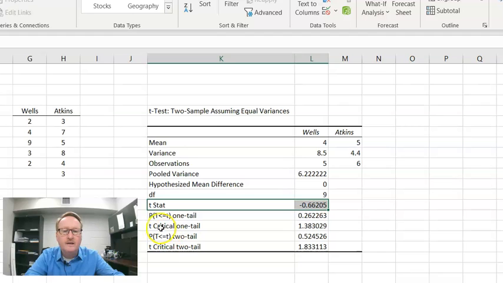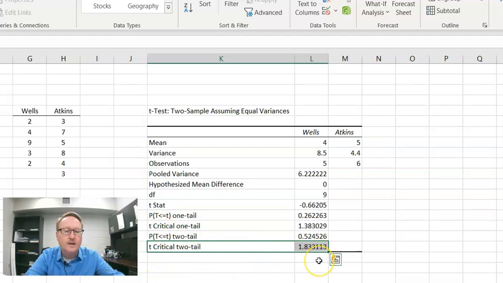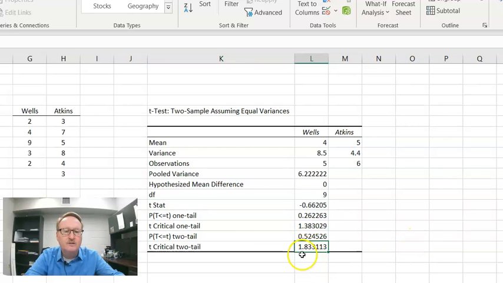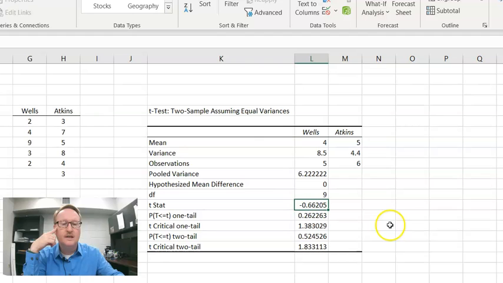And then what are we doing? Two-tailed test, T critical two-tail, 1.83. And your question is, does this exceed that? Now, this is plus or minus, because it's on either side. It's a two-tailed test. So is it less than negative 1.83, or is it greater than 1.83? As you can see, it's negative, but it's not below negative 1.83.